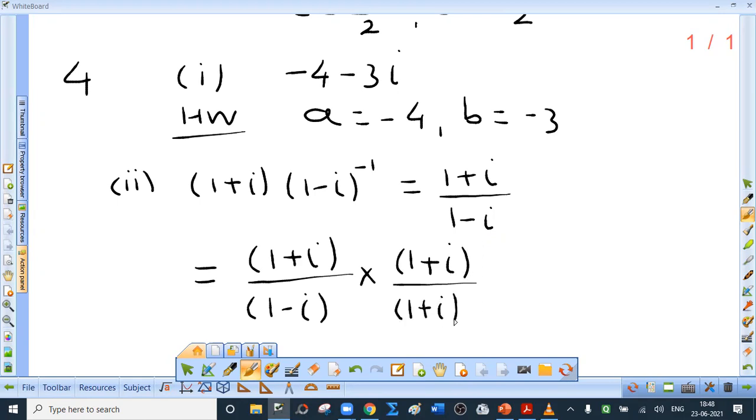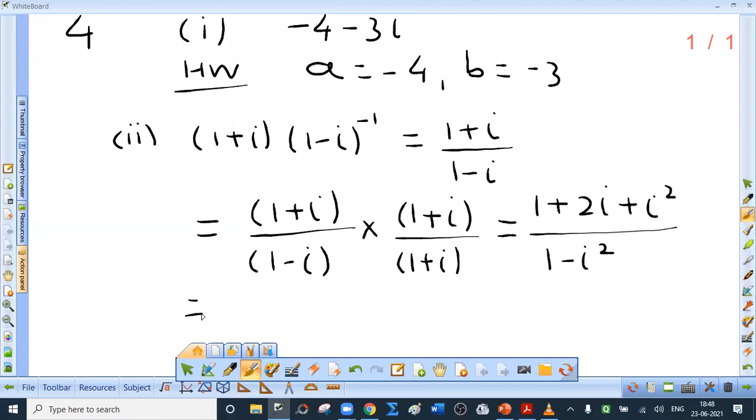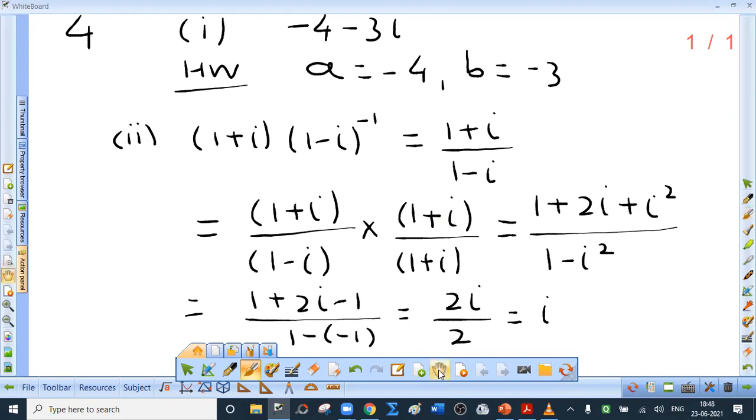Now numerator is basically the square of 1 plus i, which is... what is a plus b bracket square? a square plus twice ab plus b square. Simple. Upon denominator is always of which type? a minus b, a plus b, which is a square minus b square. Right? So this is 1 plus 2i minus 1 because i square is minus 1. Denominator 1 minus minus 1. Please use bracket. So numerator happens to be 2i. Denominator is also 2. So you get i.